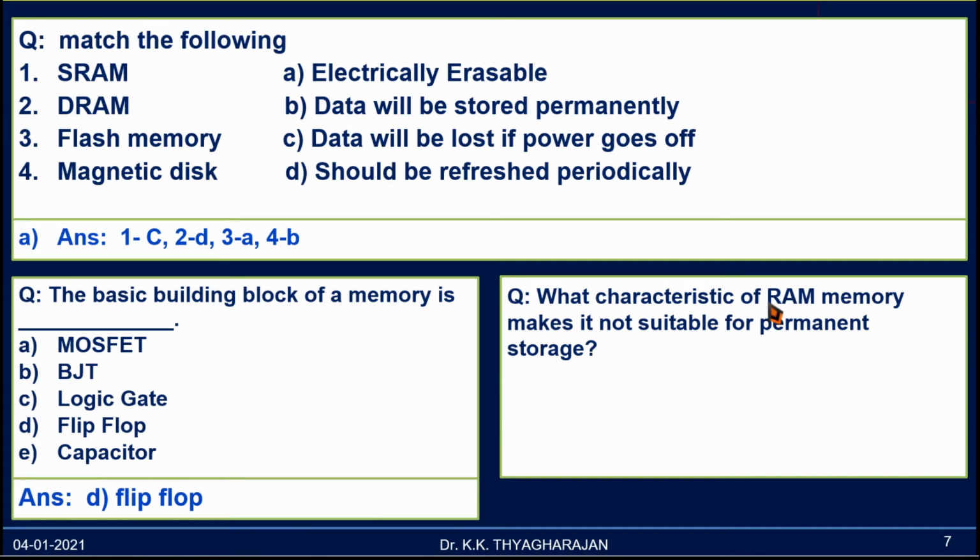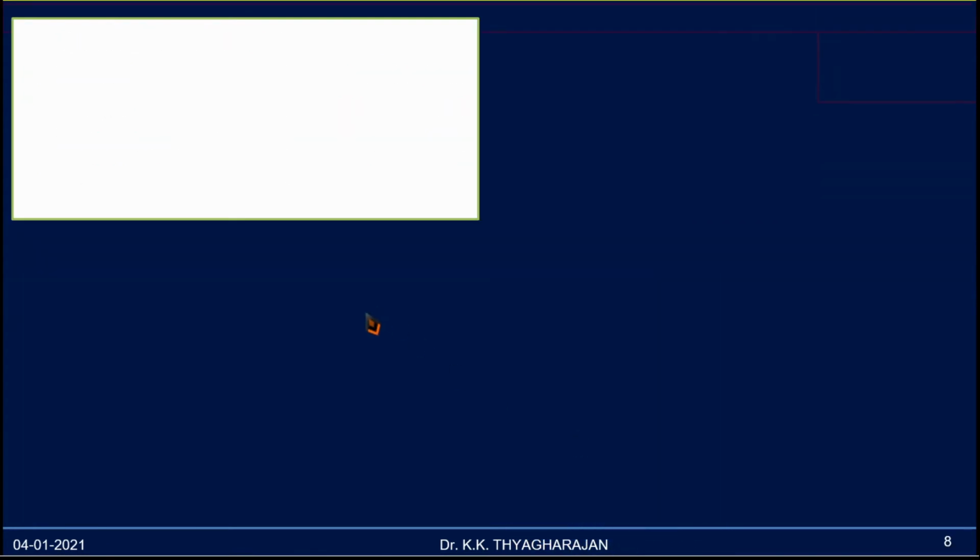What characteristic of RAM memory makes it not suitable for permanent storage? It is too slow. It is not correct. Actually, static RAM is faster compared to other memories. Unreliable. It is volatile. It is too bulky. It is volatile. That means if power goes off, the data will be lost. So you may not store the data permanently. So the correct answer is C. It is volatile. Let us see the next one.